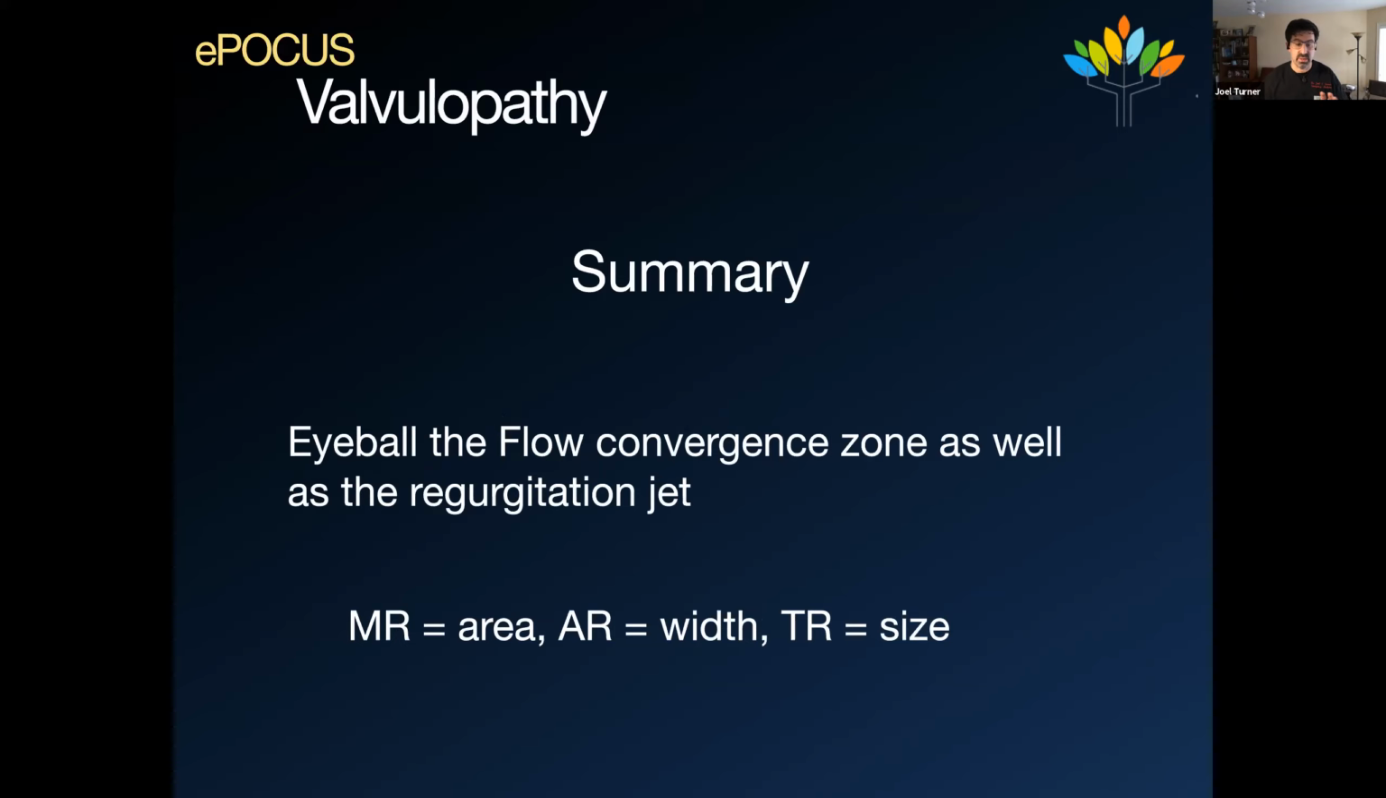And just remember that the mitral valve regurgitation is a measure of the area, and it's a ratio of areas. The aortic valve is a ratio of the widths, and the tricuspid is just a simple size measurement.